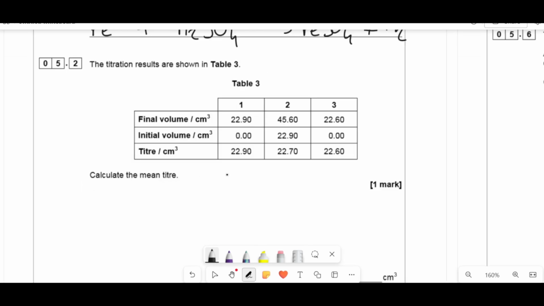Calculate the mean titer. So when we work out the mean titer, we want to use concordant results. Concordant results are the ones that are within 0.1 of each other. This one is not within 0.1 of this or this, but these two are. So the mean titer is 22.7 plus 22.6 over 2, which gives you 22.65 centimeters cubed.